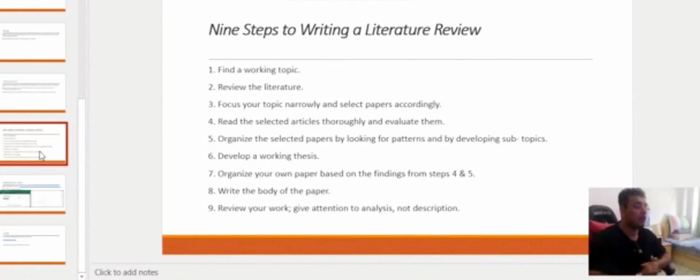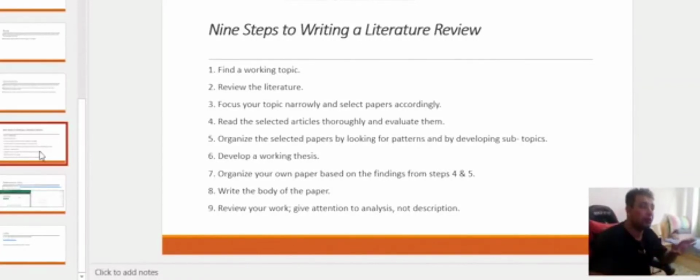And then, once you have gained all the knowledge required for the literature review, you will focus on your topic narrowly and select papers accordingly. You don't read all the papers, but only those which are connected to your topic, and you can learn more and more about it. Then read the selected articles thoroughly and evaluate them.